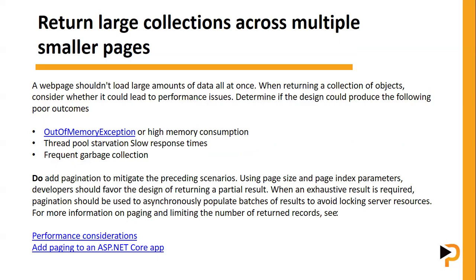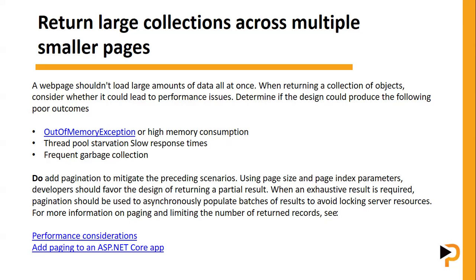So a web page shouldn't load a large amount of data at once. When returning a collection of objects, consider it could lead to performance issues. So determine if the design could produce the following poor outcomes. What are the different exceptions or errors that may occur when you are sending a large amount of data to the UI? Out of memory exceptions or high memory consumption will be there because you are sending a large amount of data. There is thread pool starvation, and slow response time will be there. So it takes so much time to load, iterate, access or respond. Frequent garbage collection. So do add pagination.